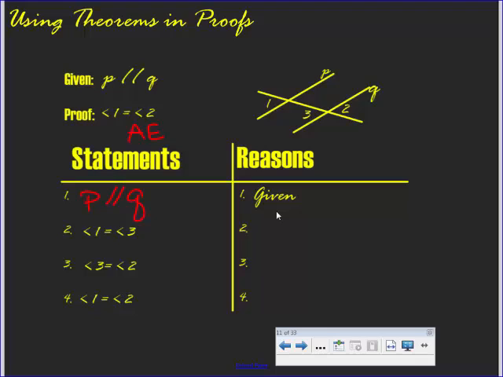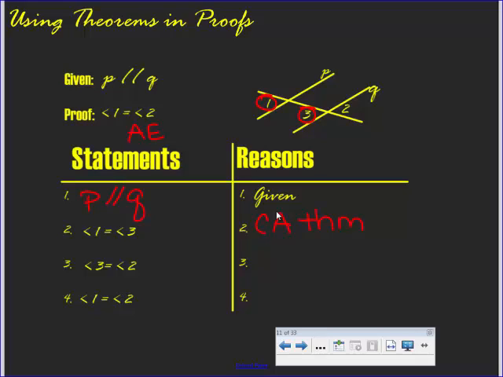So let's go ahead and take a look at the statements that they gave us. Step number 2 says angle 1 is equal to angle 3. So let's take a look at angle 1 and 3. Alright, so angle 1 and angle 3 are what type of angle pairs? Corresponding. So the reason is we're going to use the corresponding angle theorem, and I'm just abbreviating it, to say that angle 1 is equal to angle 3 because corresponding angles are congruent. That is the theorem that we learned last section.